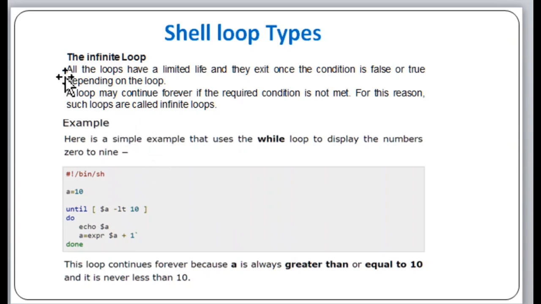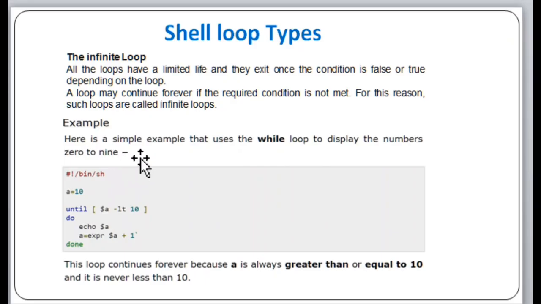So we have some shell loop types. The first one's the infinite loop. All loops have a limited life and they exit once the condition is false or true, depending on the loop. A loop may continue forever if the required condition is not met. For this reason, such loops are called infinite loops. And guys, sometimes we do this on purpose and sometimes it doesn't happen on purpose and it's a bad thing. Sometimes we make loops that can't finish and we get stuck in an infinite loop. Other times, though, it's useful and we want it to happen.